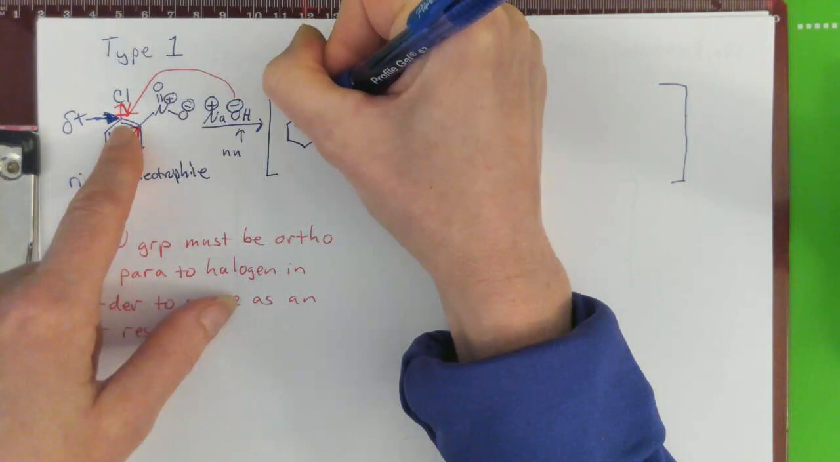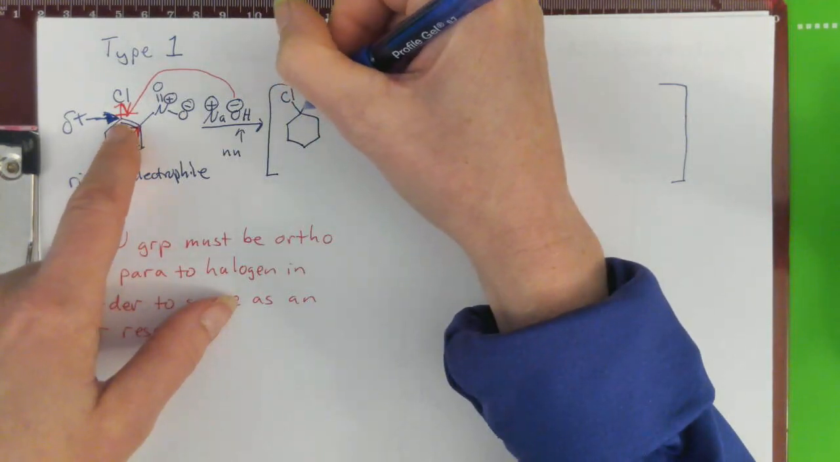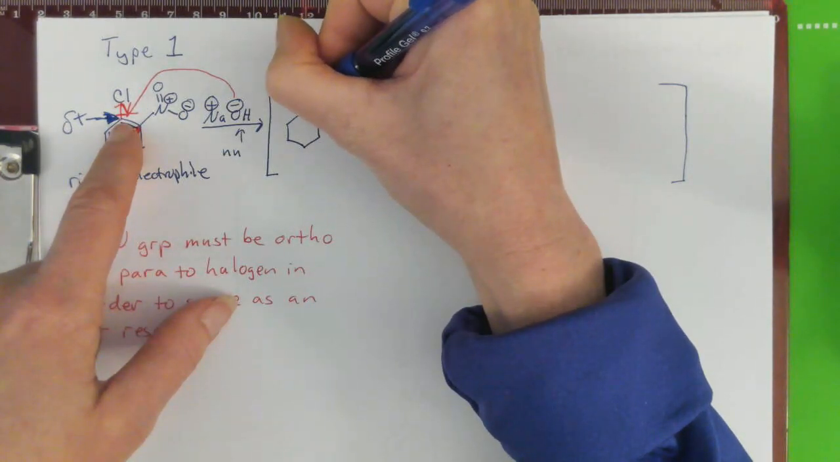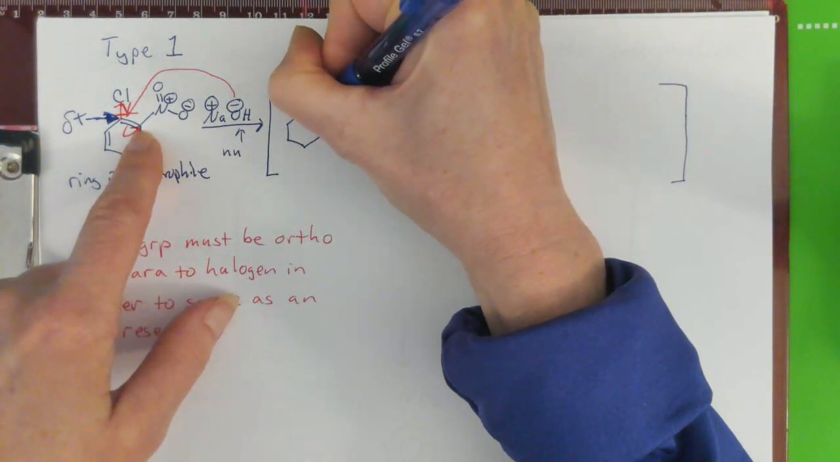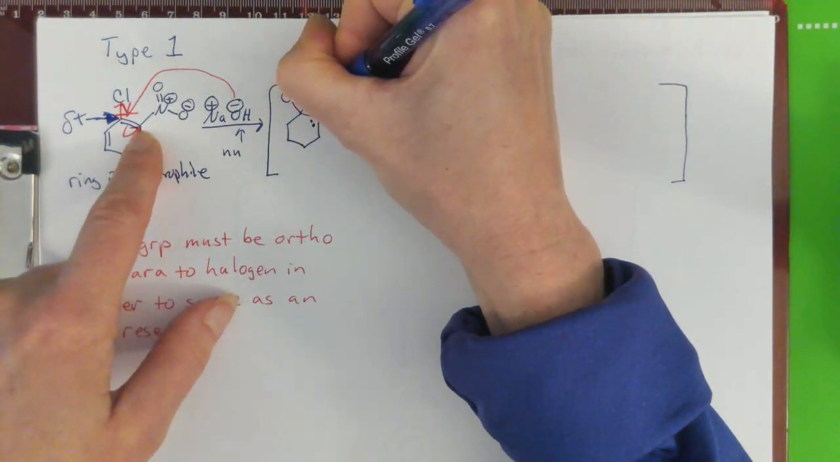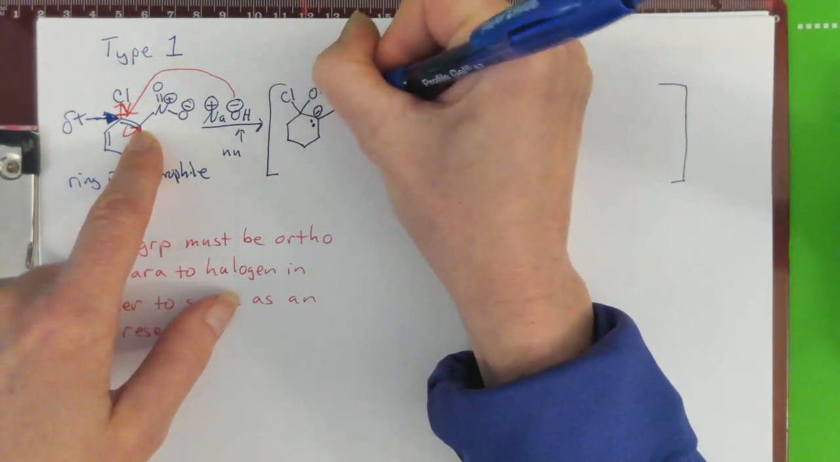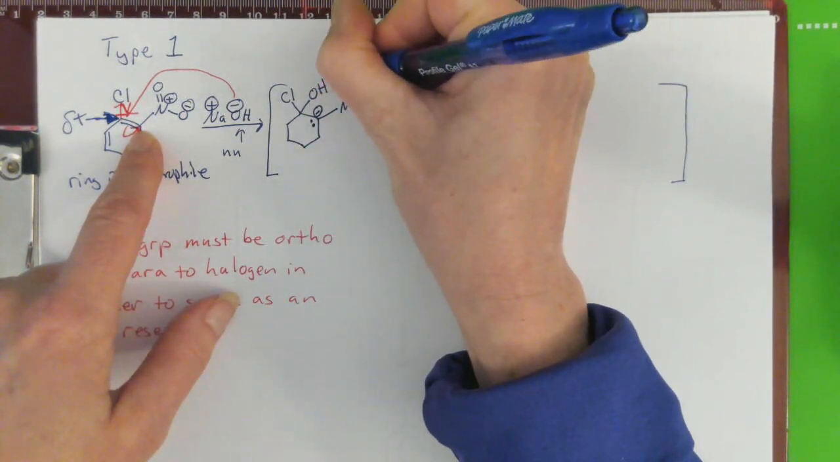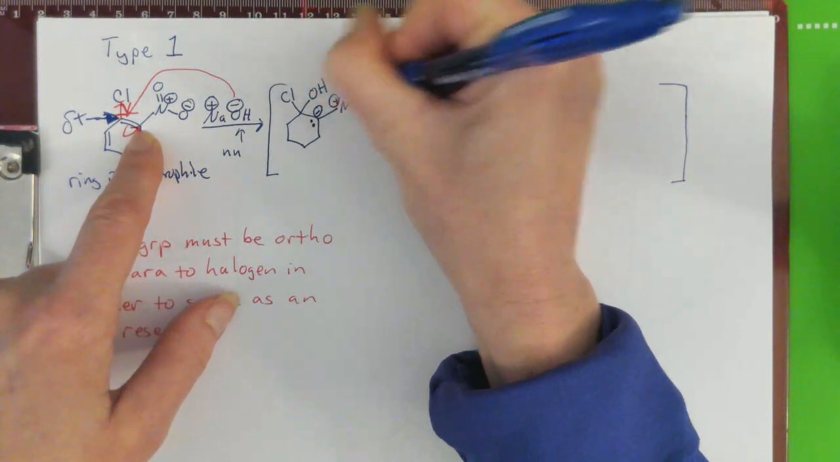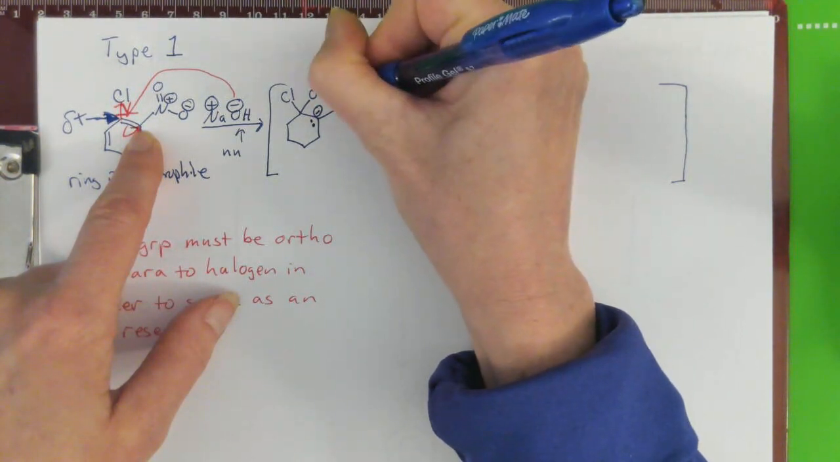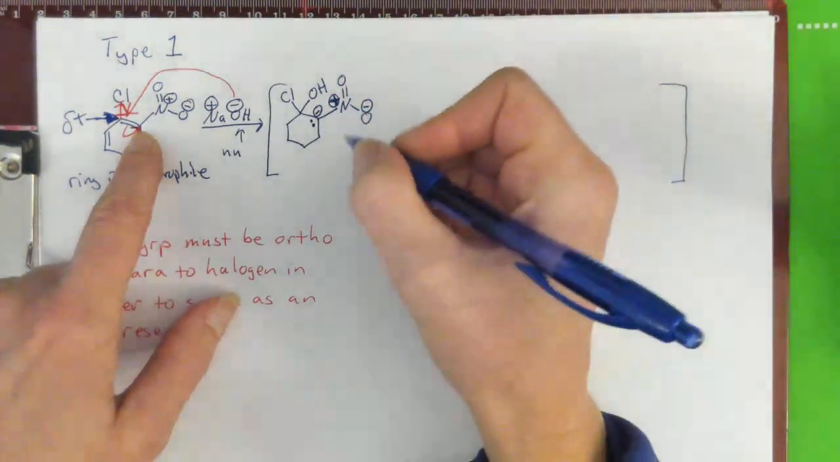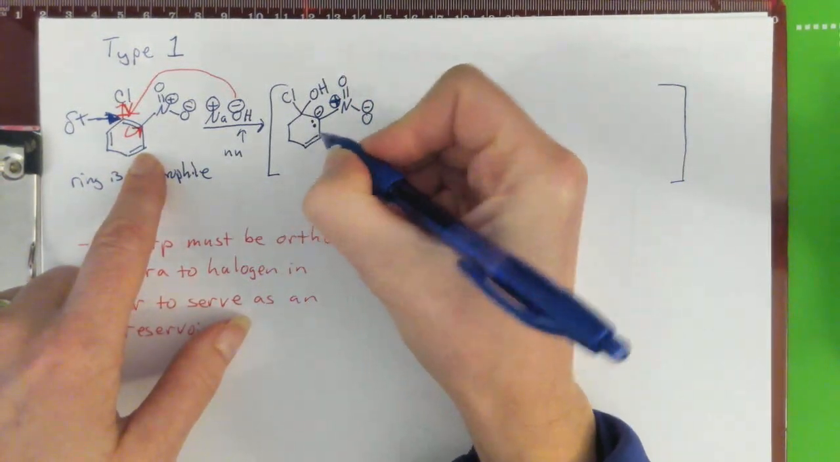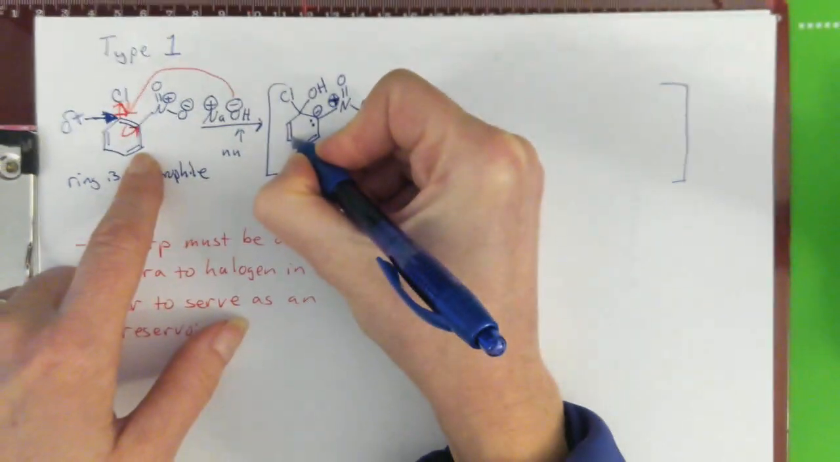So I've lost, this is now going to have 4 bonds on this carbon, no charge. This carbon here has a lone pair and a formal negative charge. We have our nitro group. That's a plus there. Okay. And then I still have this double bond and this double bond.